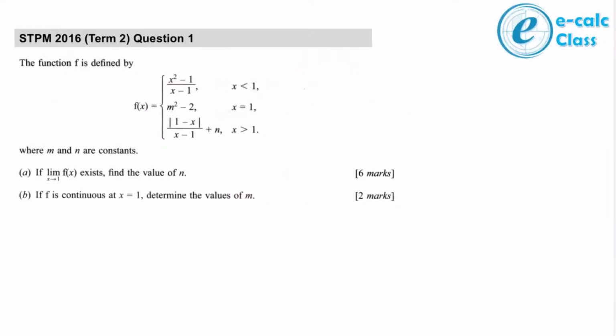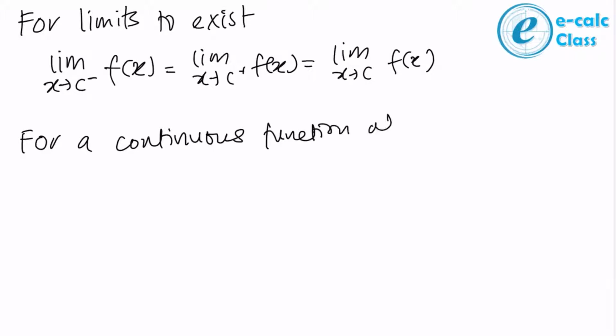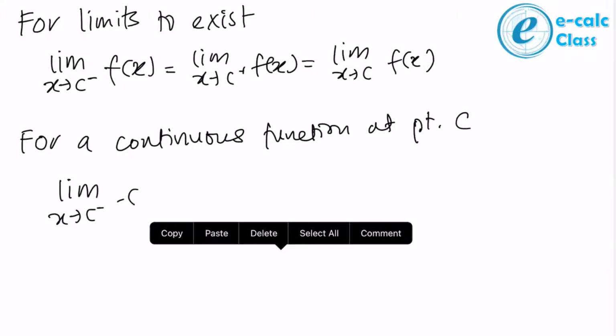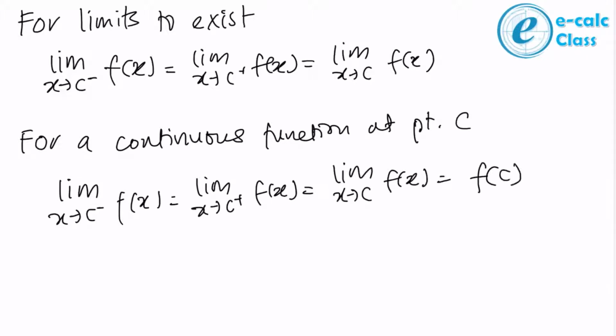Then I saw just now question number 2 asks about continuity. For a continuous function at point c, there is one more condition. The limit exists, which means this one, the limit equals the limit as x approaches c of f(x), and it has to be equal to f(c), meaning it cannot be a hole. It has to be continuous, right?